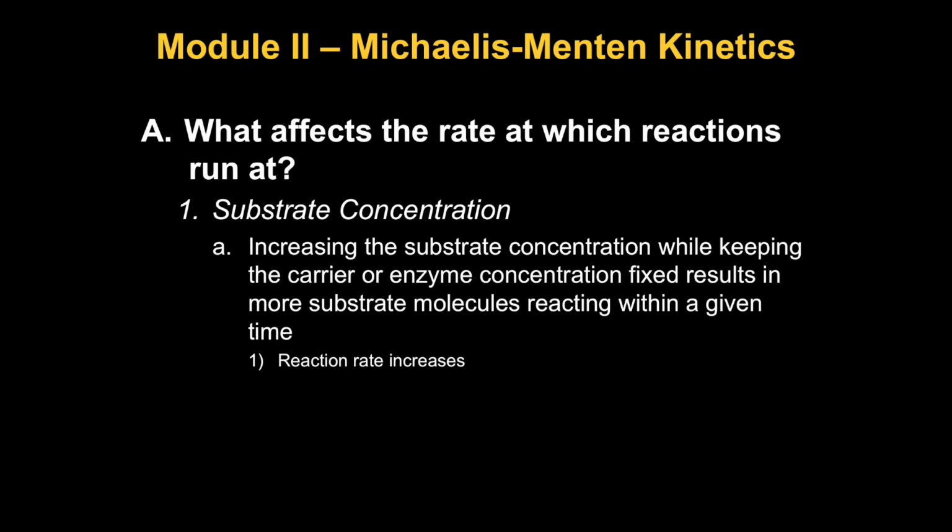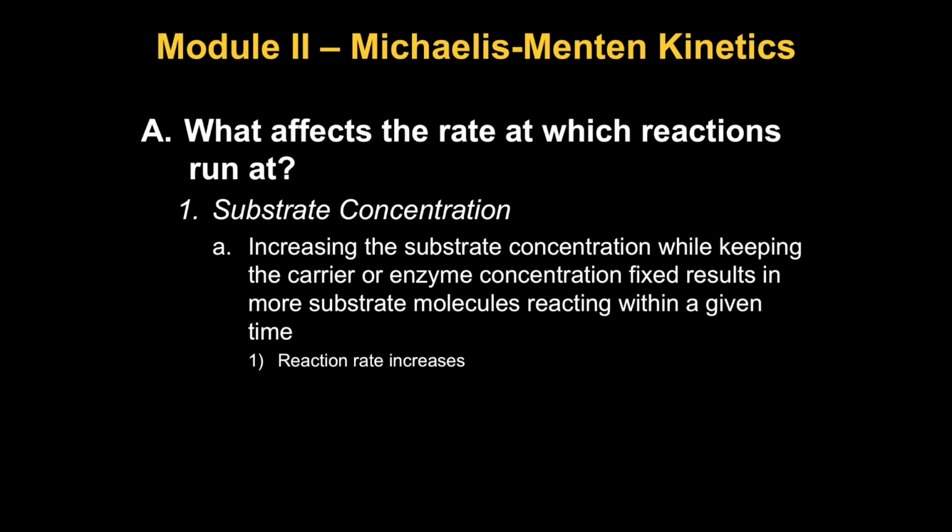Module 2, Michaelis-Menten Kinetics. This module is all about describing what affects the rate at which reactions are operating. So what are some important pieces to keep in mind when we're thinking about how things are absorbed in the gastrointestinal tract, how enzymes are catalyzing reactions and controlling the speed of reactions, for example, metabolic reactions? So let's look at some important pieces of the puzzle here.